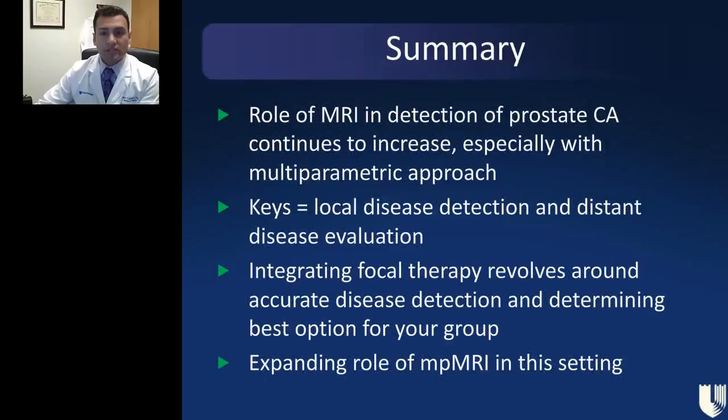So to summarize, the role of multiparametric MRI in the detection of prostate cancer continues to increase, and it's really the multiparametric approach that's led to that. And some of the literature was talked about by Stacy Loeb. The keys are local disease detection, staging of disease, and distant disease evaluation. The concept of integrating focal therapy really revolves around finding the disease and determining what the best option for your group is. And finally, there's no question that there's an expanding role of multiparametric MRI in this setting, and we're fortunate to be part of the group that's helping to understand this a little bit better.